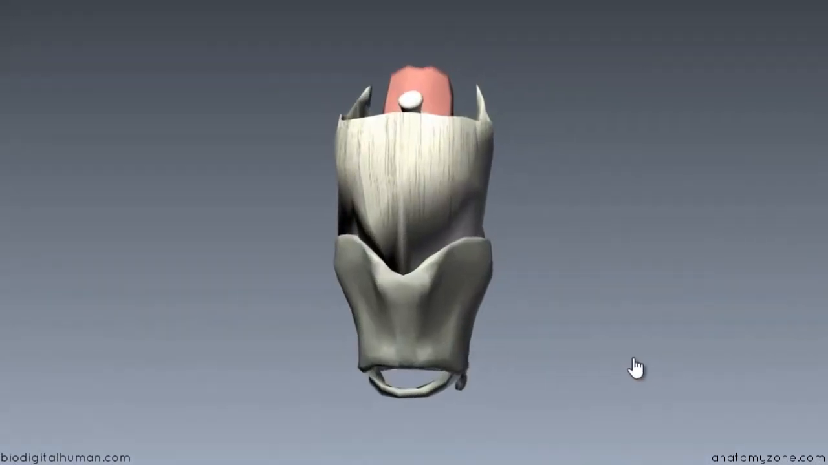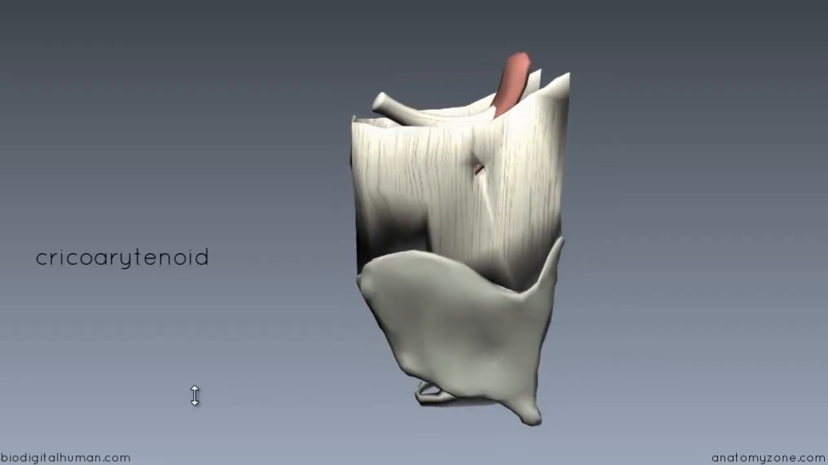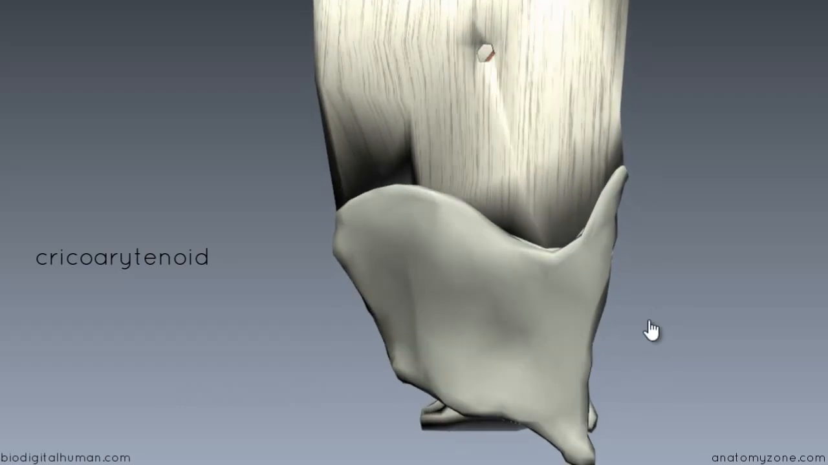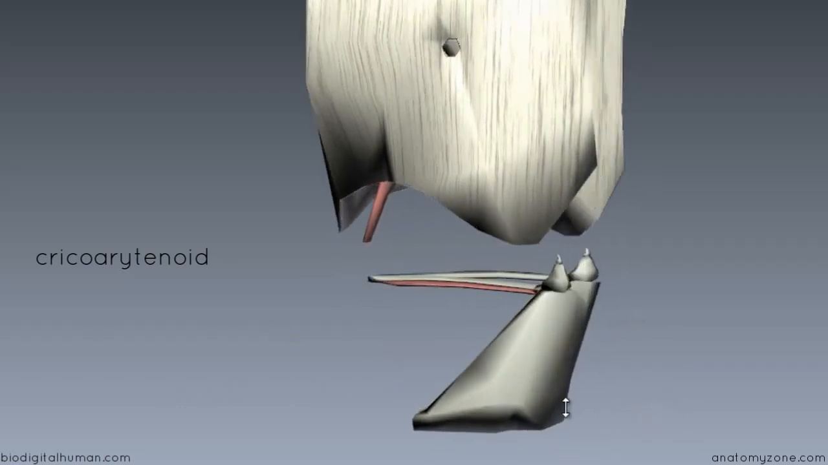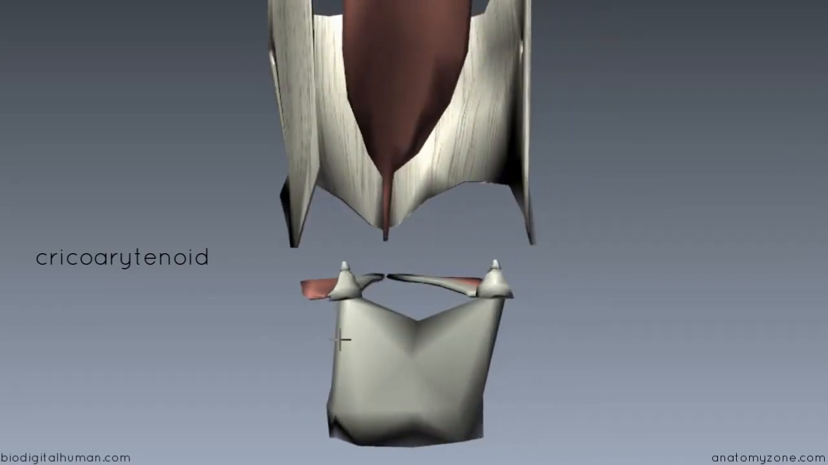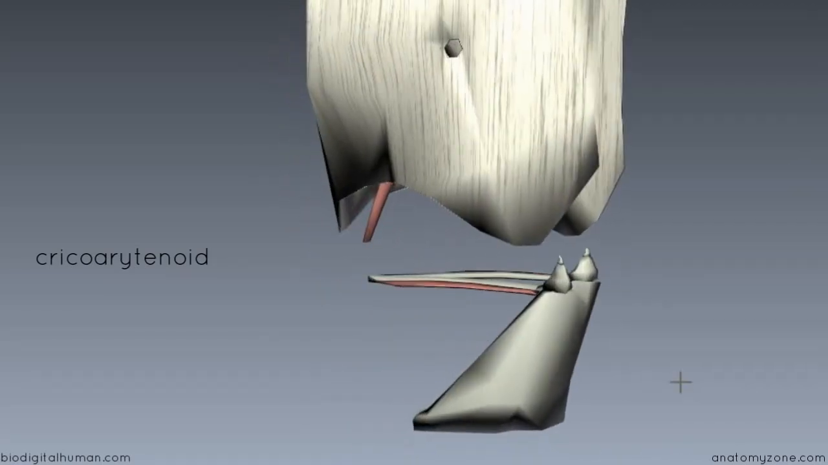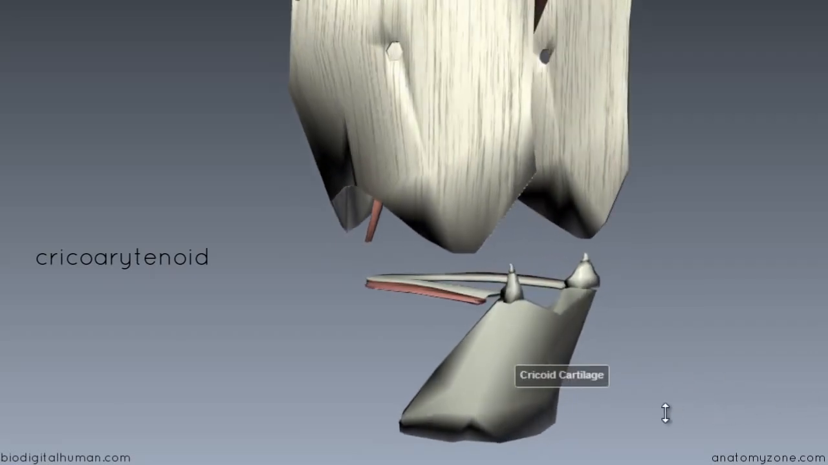Next we're going to look at some muscles which attach the cricoid cartilage to the arytenoid cartilage. You can guess what these are called. These are the cricoarytenoid muscles. If I rotate the larynx around to the back, and we'll just get rid of the thyroid cartilage temporarily, we've got some muscles which sit on the posterior and the upper parts of the cricoid arch at the back of the cricoid cartilage.